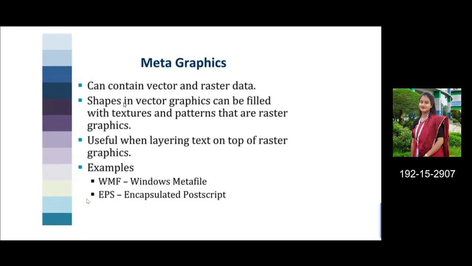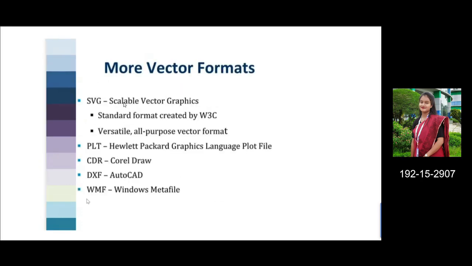Next is metagraphics, a multidisciplined approach to design including graphic design, illustration, and industrial design, large posters, and attention-grabbing marketing collateral. Metagraphics can contain vector and raster data. Shapes in vector graphics can be filled with textures and patterns that are raster graphics, useful when layering text on top of raster graphics. Here are two examples of metagraphics. One is WMF, Windows Metafile, and the other is EPS, Encapsulated PostScript. More vector formats.